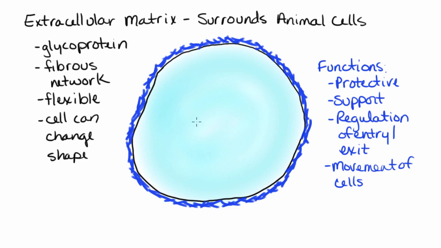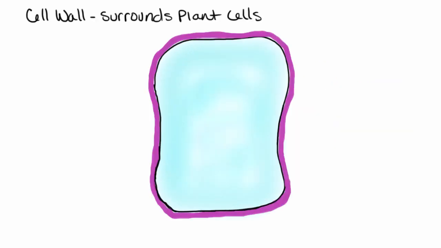And then one last role that we want to list here is that this is important for attachment. And with attachment, we're talking about one cell attaching to another animal cell. Parts of their extracellular matrix can reach out and attach to each other, and that's going to kind of hold those different cells in place.